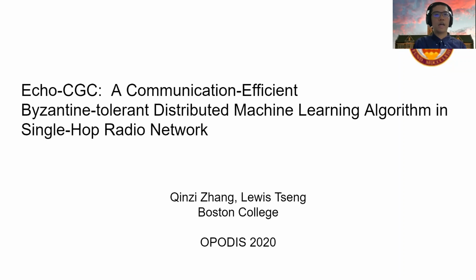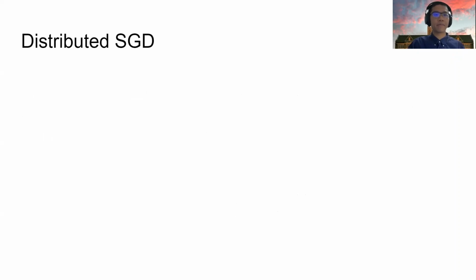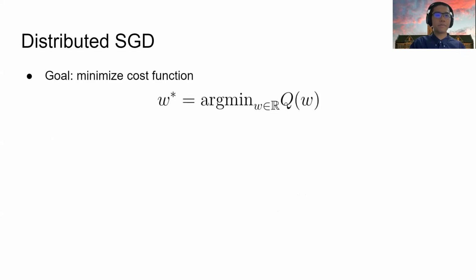Dear audience, I'm Qinzi. It is my honor to present a communication-efficient Byzantine-tolerant distributed machine learning algorithm in single-hop radio network named Echo-CGC, together with Professor Tseng. Our model focuses on the synchronous stochastic gradient descent algorithms.